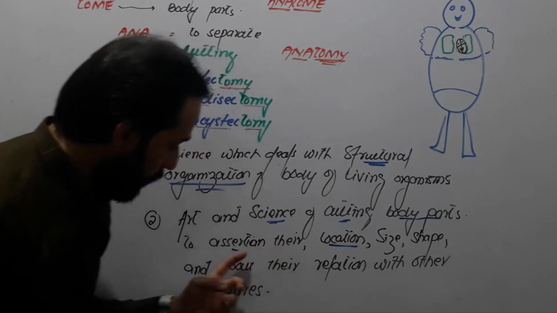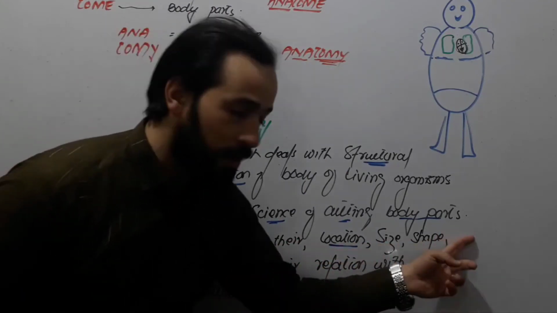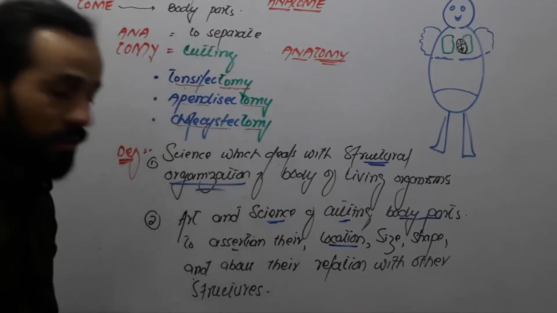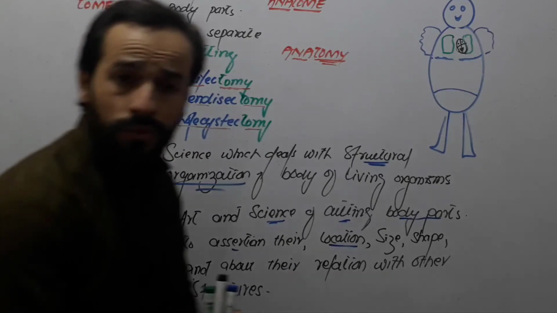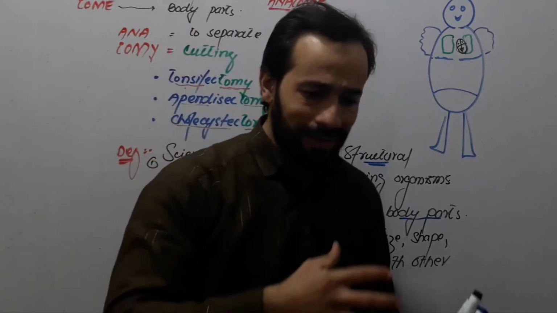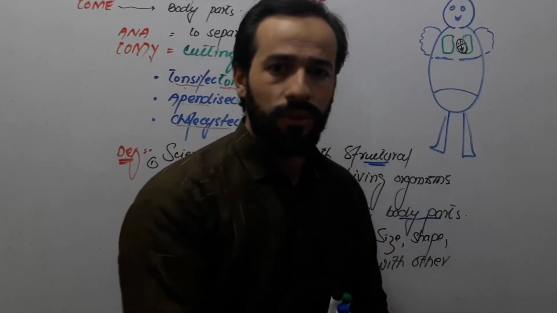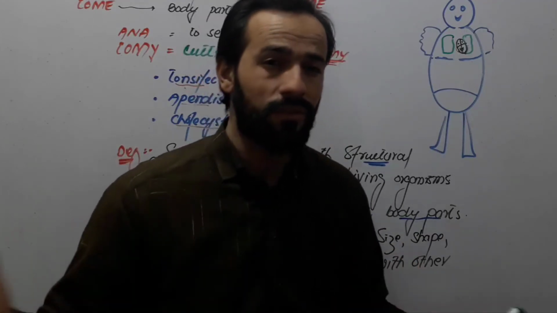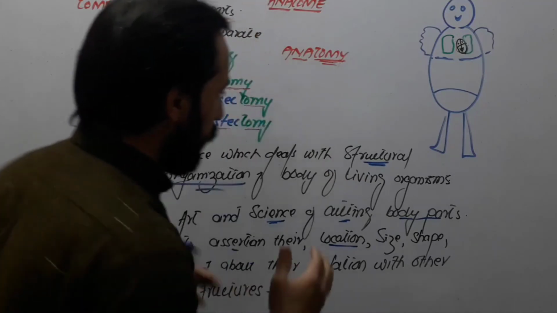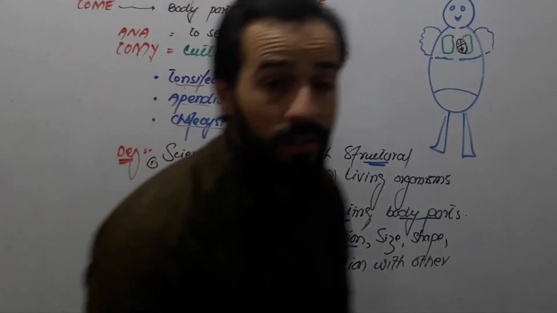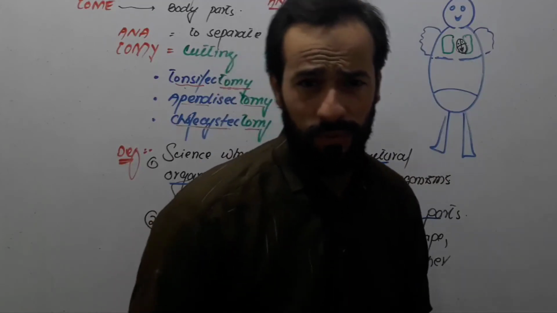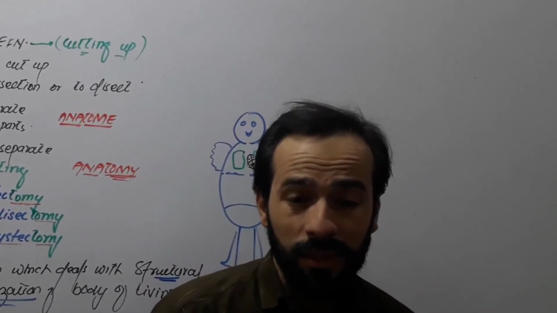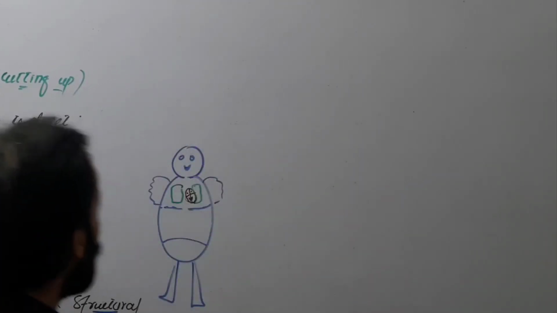Right? So to ascertain their location, their size, their shape, their weight, and their relations with other viscera or other structures. So if you want to know about the relations of the organs with its surrounding organs, you have to enter the body. You have to do anatomy, you have to dissect the body and enter the body, and then you can tell what is going on inside the body. Right? So this is the definition of anatomy. And another very, very small definition of anatomy, if you want to know, is that in anatomy, we do cuttings, right?